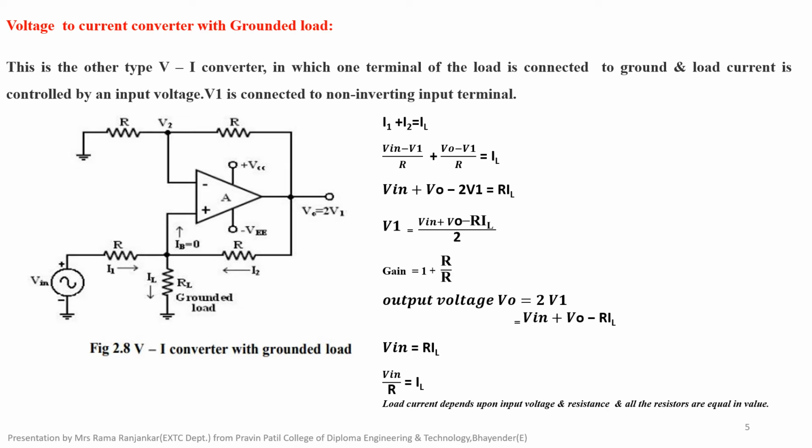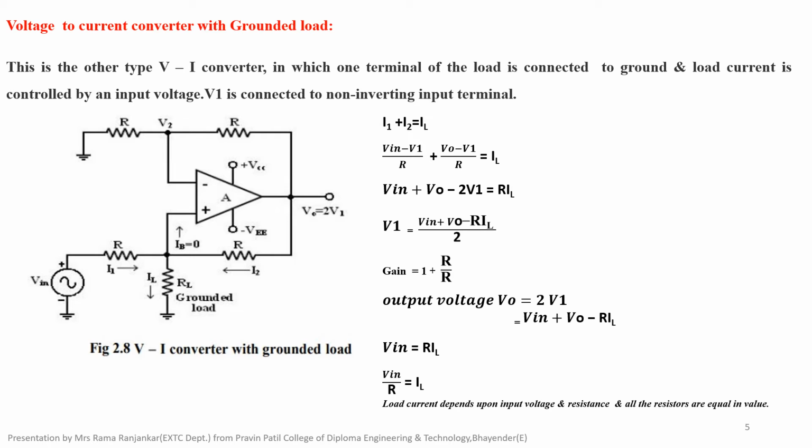Voltage to current converter with the grounded load. This is the other type of V2I converter, in which one terminal of the load is connected to the ground and the load current is controlled by the input voltage. Vin is connected to the non-inverting input terminal. So from the diagram, I1 plus I2 is equal to IL. By Ohm's law, (Vin minus V1) upon R plus (VO minus V1) upon R is equal to IL.